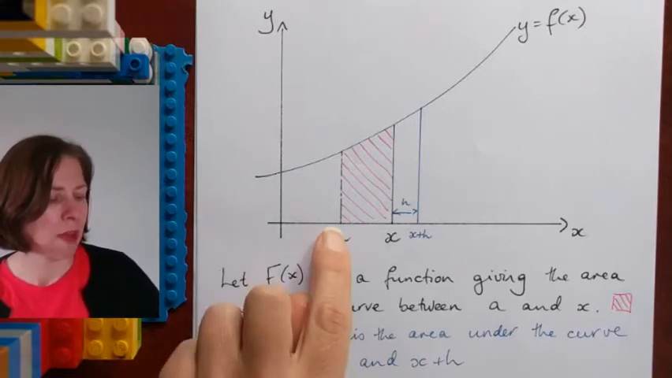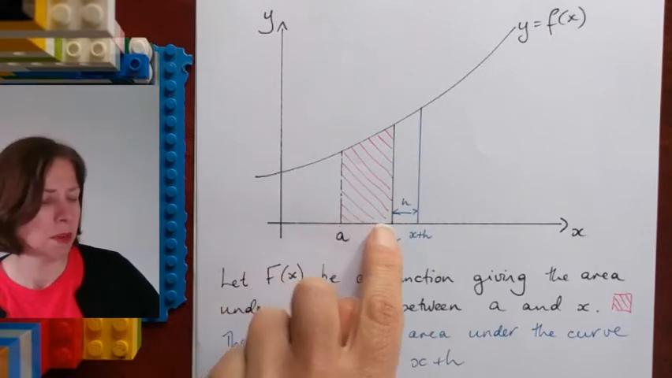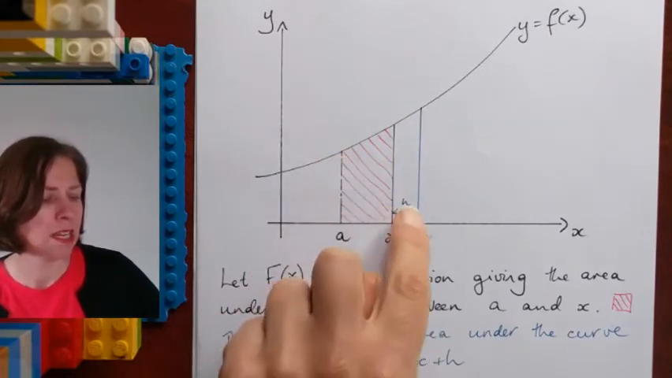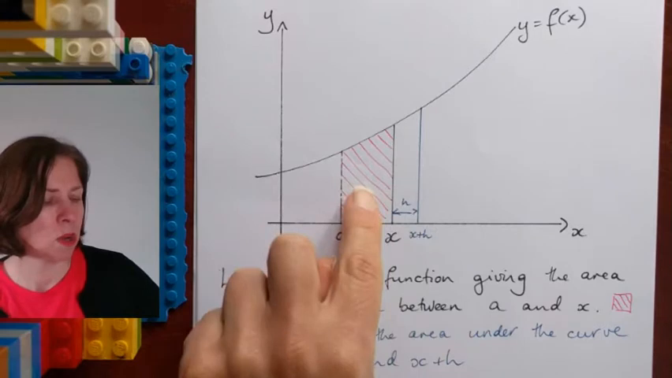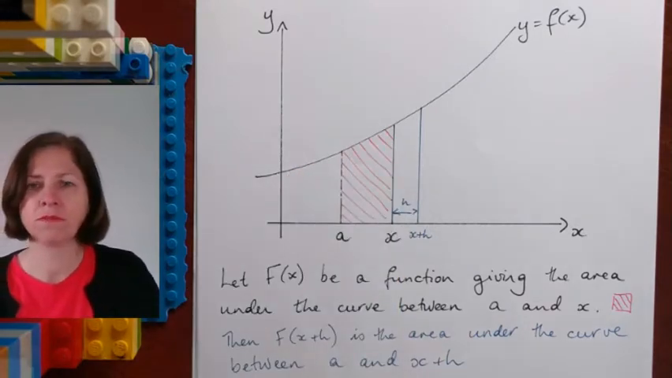So in other words, from a to x plus h here, it's this whole area. I haven't shaded it, but I want you to see that it's this whole area. It incorporates this white strip as well as this red shaded strip. That's that whole area under the curve.